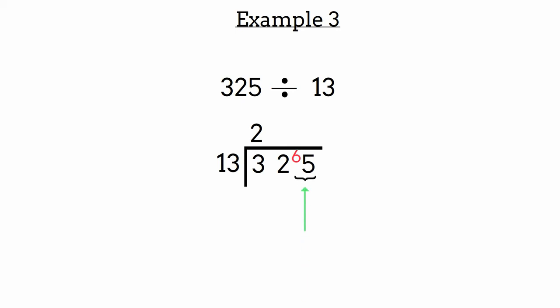Now we're left with 65. Can 13 go into 65? Yes. How many times? 5 times with no remainders. That will be the final answer as there are no remainders. 325 divided by 13 equals 25.